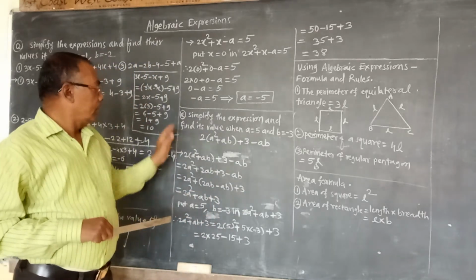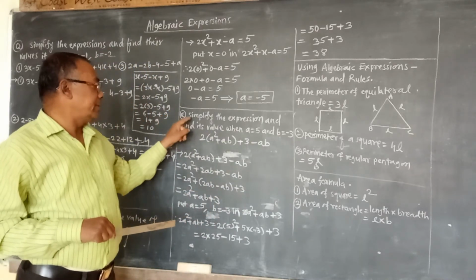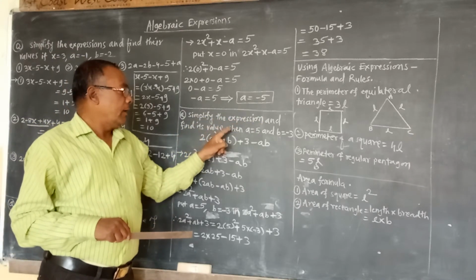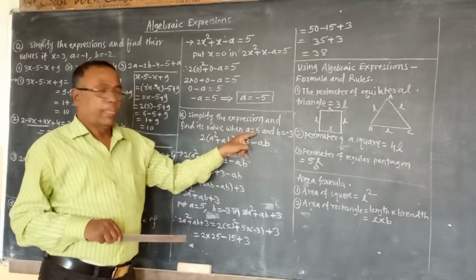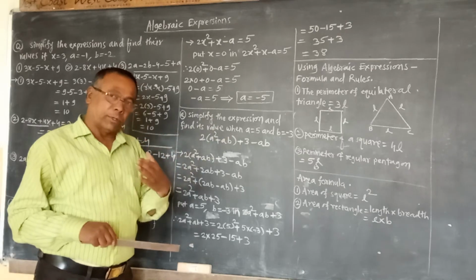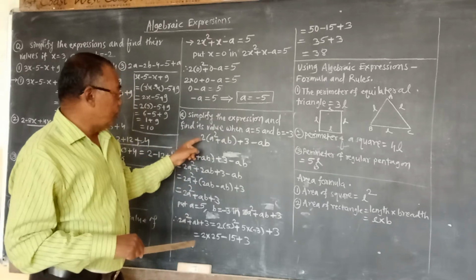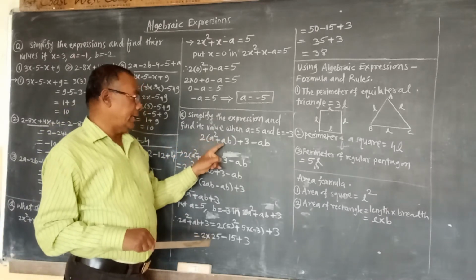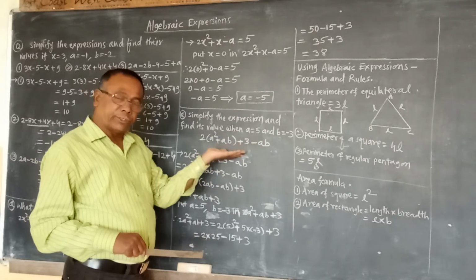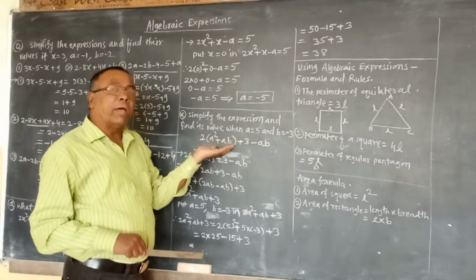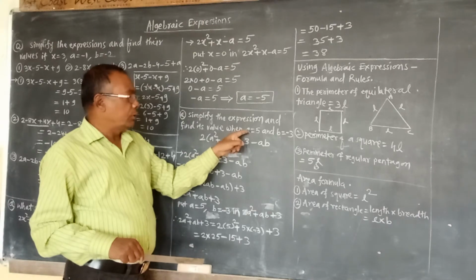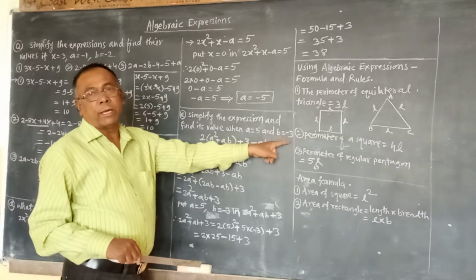Now there is one more question, that is simplify the expression and find its value when a is equal to 5 and b is equal to minus 2. Here we have to simplify first. Means 2 into bracket a square plus ab bracket complete plus 3 minus ab, that is the expression, and we have to find the value of this expression by putting or substituting the values a is equal to 5 and b is equal to minus 2.